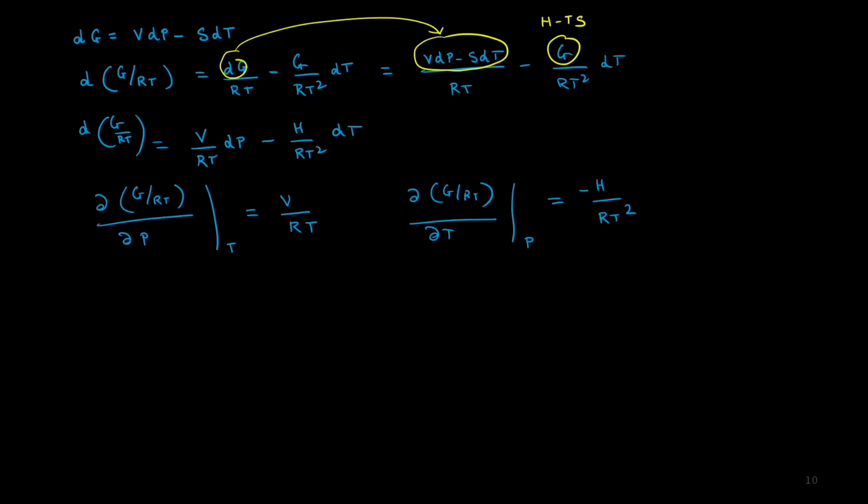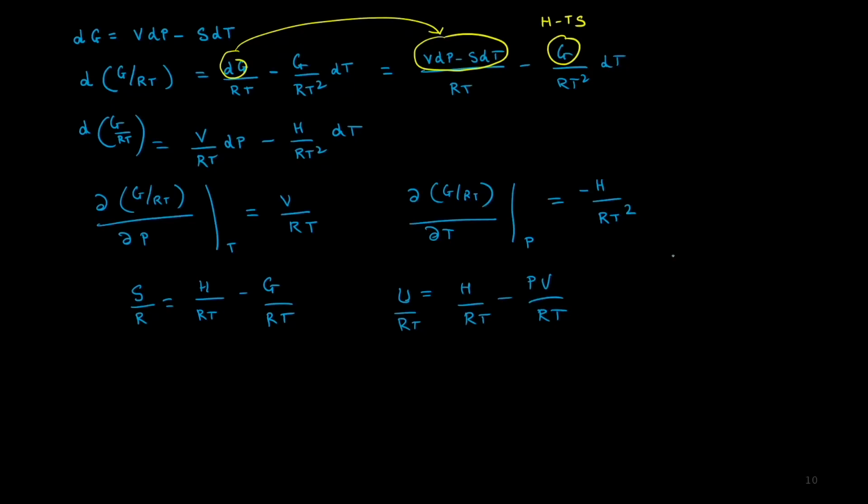So if I have G over RT as a function of temperature and pressure, then I can take the derivative with respect to pressure at constant temperature, I can get V. I can take its derivative with respect to temperature at constant pressure, I can get negative H. And then once I have V and H, I can calculate S, because S is simply H minus G by T. So it's going to be H by RT minus G by RT. This is going to be S over R. And U, because I know H, I can calculate U. U over RT is going to be H over RT minus PV over RT, and so on.